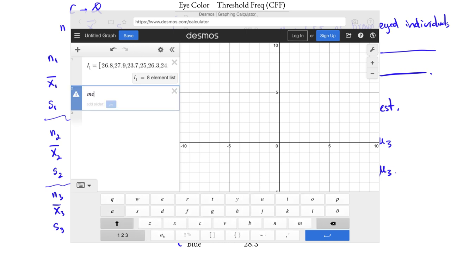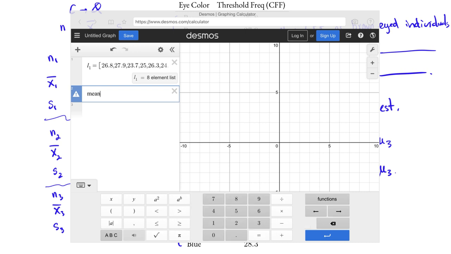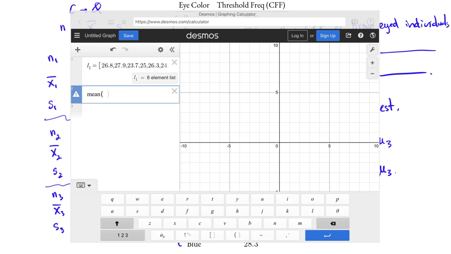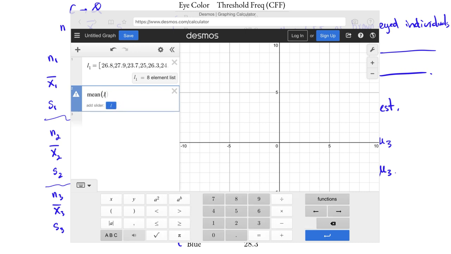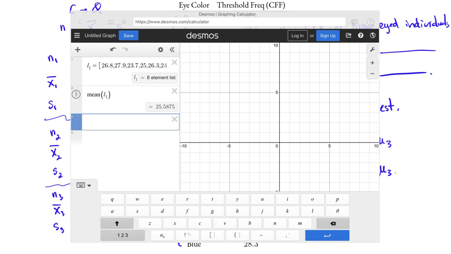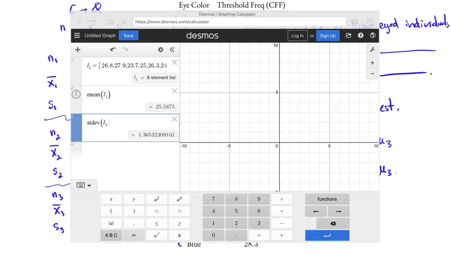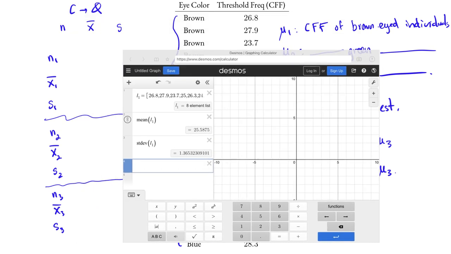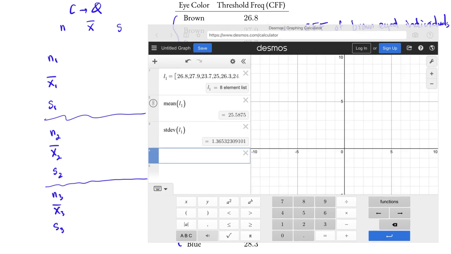We then compute the mean, the average, by typing MEAN, open the parentheses, and specifying the list that we just used, L sub 1. We also compute the standard deviation, STDEV, open the parentheses, L sub 1. And the mean is 25.5875. The standard deviation is 1.3653.